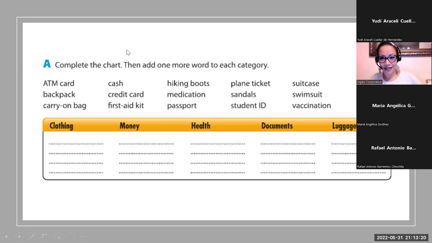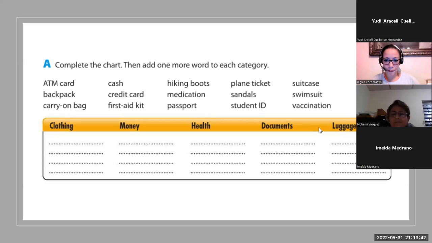Any other question? Teacher, what is the meaning of the last column? In the last one, this one. No, the last column in the topic, Lugash. Lugash? No, I don't know. Ah, luggage. Ah, okay. Equipaje. Luggage. Teacher, I have a question. What is the meaning, please, of backpack? A backpack is mochila. Okay, sandals? Sandalias. Student ID? ID is identification. Entonces sería like student ID, un carnet de estudiante o identificación de estudiante. Okay. Any other question? Thank you.